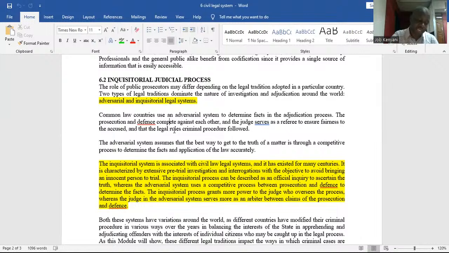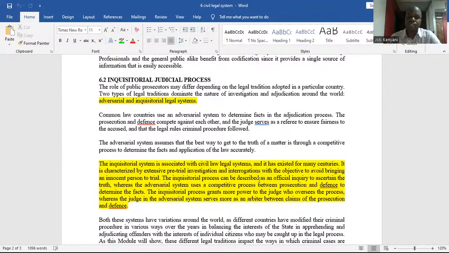Under adversarial, which is applied under a common law system, the defendant and the plaintiff, or the parties before the court, are given the liberty to present their evidence and argue the facts by themselves before the court. That's why under the adversarial system it is competitive, the parties are competing. The one who is able to present the best evidence is the one who will win the case. How he is able to argue his case is the one who will win the case. So they just compete.